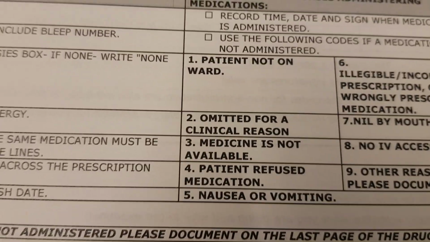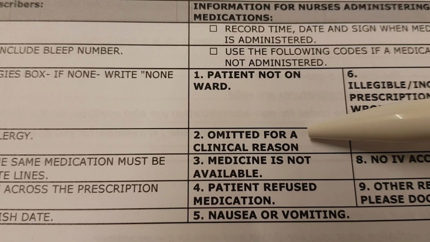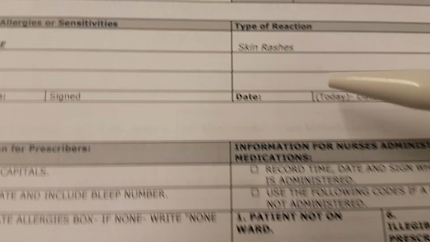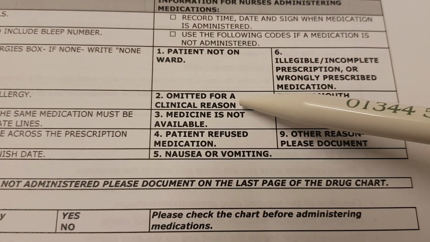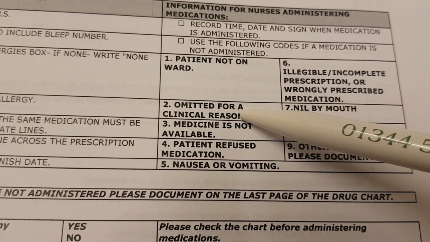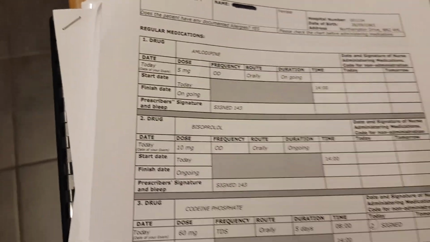Okay, number 2, omitted for clinical reason, meaning the patient cannot have it because it will give him a reaction, which is skin rashes. The patient is allergic to it. Examples of number 2 as well is if the medication is too close to each other, so meaning 1 hour too early. But guys, remember, we do not code PRN, never. We only code antimicrobials, and we only code the regular medication.